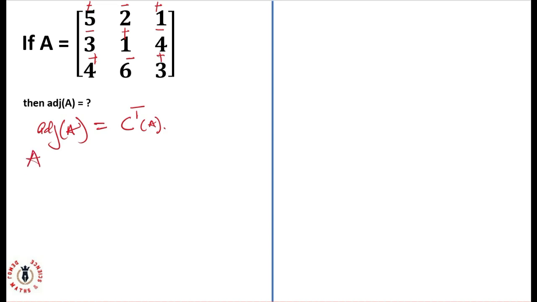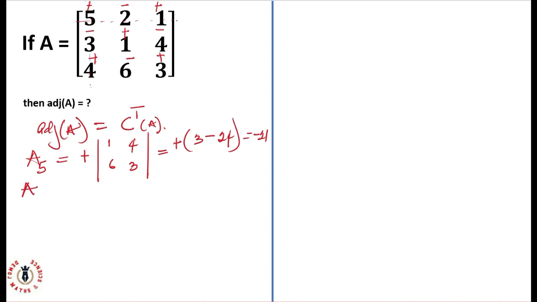I'll tag it as A5. A5 will come from plus, and I'll pick all the elements that are not in the line of 5, that are neither in its row nor its column. That will be 1, 6, 4, and 3. So I'll find their determinant: plus 1 times 3, that's 3, minus 24. That will be the same thing as minus 21.